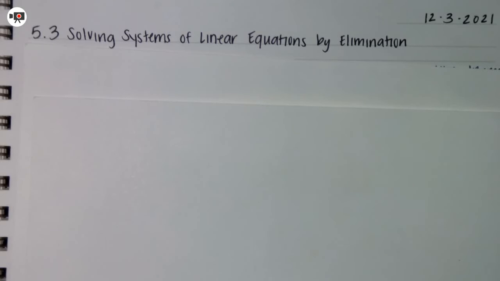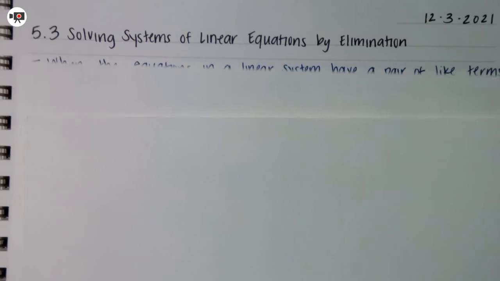This is 5.3, Solving Systems of Linear Equations by Elimination. Before, we looked at solving systems of linear equations by graphing, and we found where they intersect. Then we found them by substitution, where we plug one into the other. But this time we are going to combine the two. So we're going to add or subtract the two equations to eliminate one of the variables.